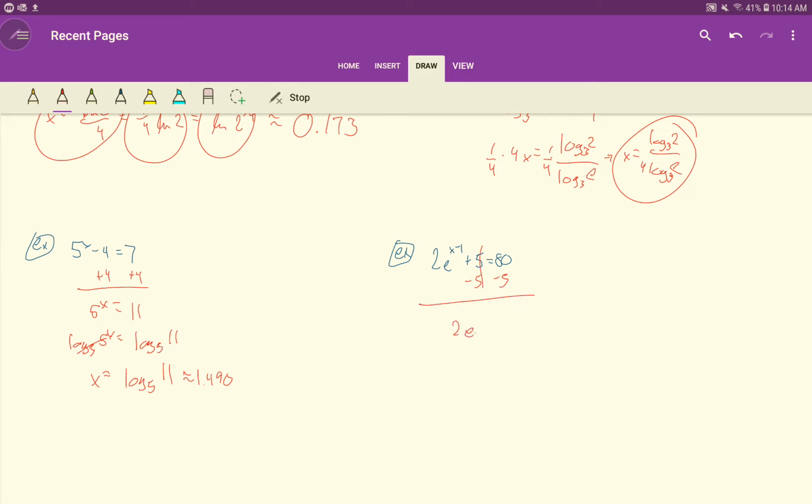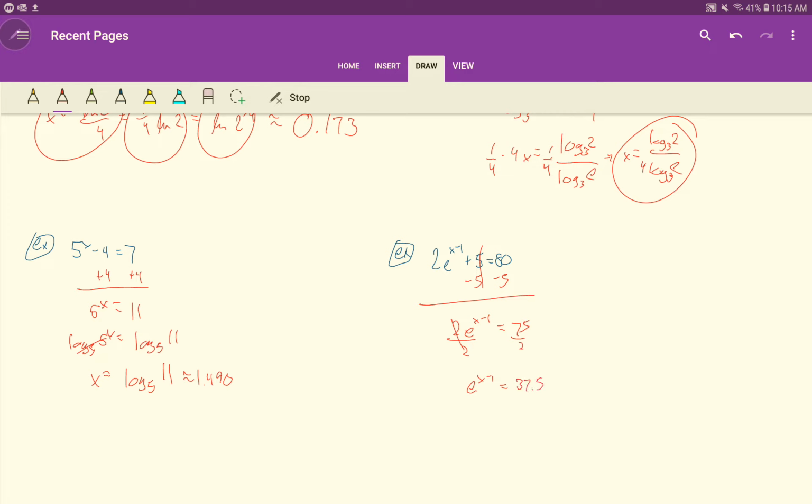All right, subtract 5 on both sides here. Cancel the 5s out. 2e to the x minus 1 equals 75. Divide both sides by 2. Again, we're isolating this e to the x minus 1 as our goal here, so that cancels. We have e to the x minus 1 equals 75 divided by 2, which is 37.5.